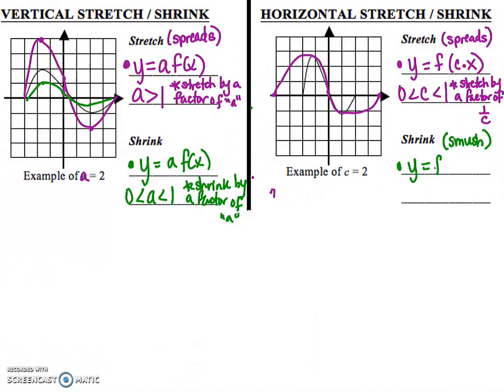So this is going to look like y equals f of, again, c times x, but this time c is a number greater than 1. And this is going to shrink your graph by a factor of 1/c. Okay. So for this one, it's basically the graph's going to happen in half of what it would normally have happened in. So it's going to be like that instead.